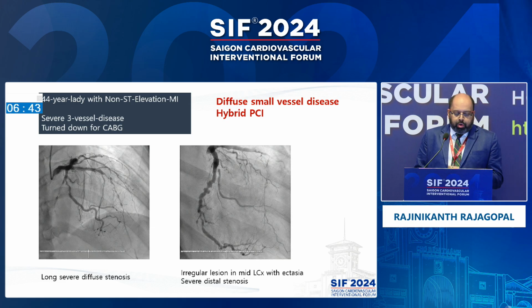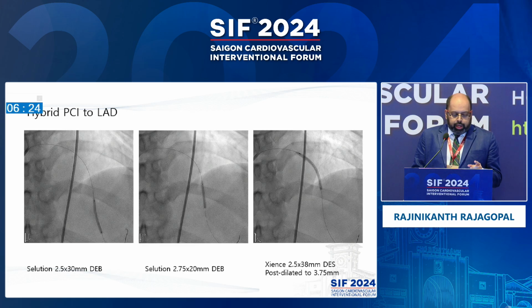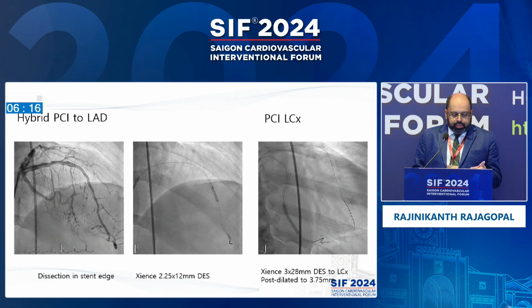You can see that the LAD is horribly diseased all the way from proximal, mid, to the distal, as is the circumflex. She was turned down for CABG, and so we decided to pursue a hybrid strategy here. We did serial pre-dilatation with semi-compliant and scoring balloons, finally a 1-to-1 NC balloon. We did IVUS sizing, and we did a hybrid PCI with 2 drug-coated balloons in the distal and mid LAD and a long stent in the proximal vessel.